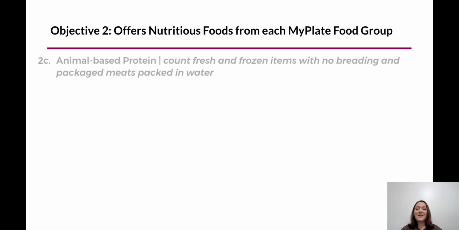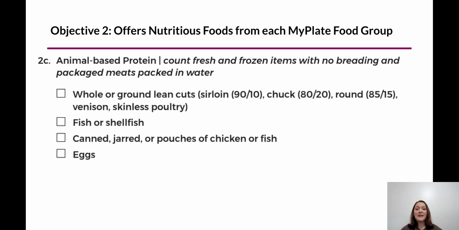Moving on, we have animal-based protein. For this section, you'll count items that are fresh or frozen with no breading or marinades, meats packed with water, not oil, and lean cuts like sirloin, chuck, or poultry. Also, don't forget fish, shellfish, and eggs. Let's say you have fresh chicken breasts, canned tuna in water, and eggs. You'll mark all of those as animal-based protein.